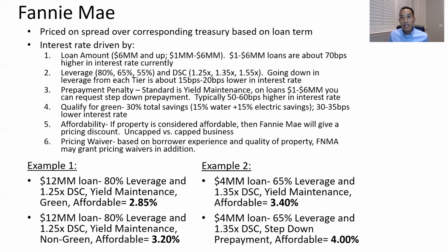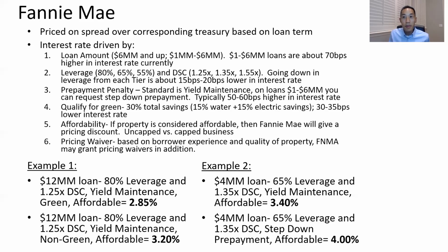So let's go through a couple examples on the Fannie side. Let's say a $12 million loan, 80% leverage, 125 debt service with yield maintenance, green, and it's affordable. Then it's about a 285 interest rate today. On the same deal, but let's say you don't qualify for green, then you might lose 35 to 40 basis points. So your interest rate might be 320, right? So that's a big change.